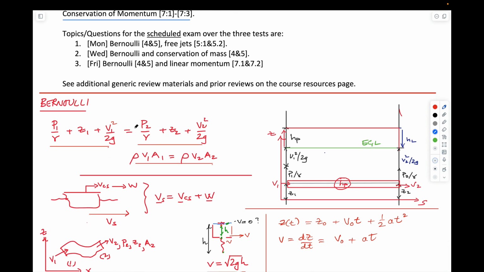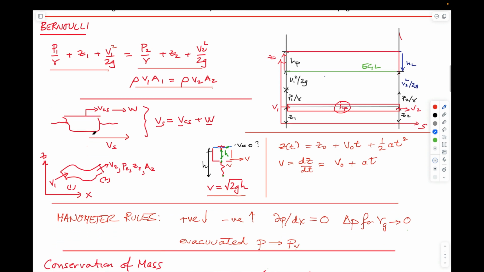The topics for the 3 questions in the scheduled exam. The first one is a question on free jets, which you use Bernoulli to get the expressions. The second one is Bernoulli and using conservation of mass. And the third one is using Bernoulli and also conservation of linear momentum to solve for forces on structures, as we've done in the past, on moving structures in this particular case. So the material is Bernoulli onwards.